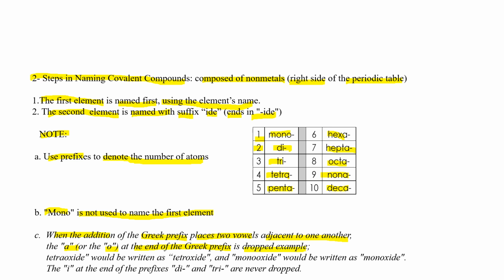For example, tetraoxide. This A is dropped. So it would be written as tetroxide. And monooxide. So this O is dropped. So it is written as monoxide. While the I at the end of the prefixes like di and tri are never dropped.